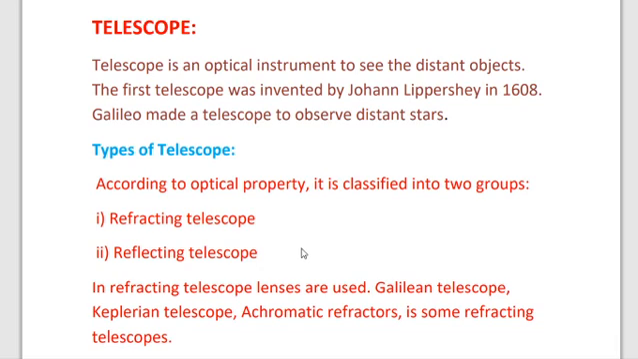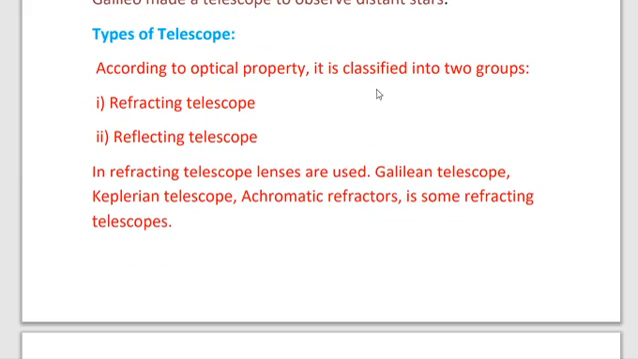Types of telescopes. According to the optical property, they are classified into two groups: refracting telescopes and reflecting telescopes. What does refracting telescope mean? In a refracting telescope, lenses are used. For example, the Galilean telescope, Keplerian telescope and achromatic refractors are some refracting telescopes. Achromatic means without color.